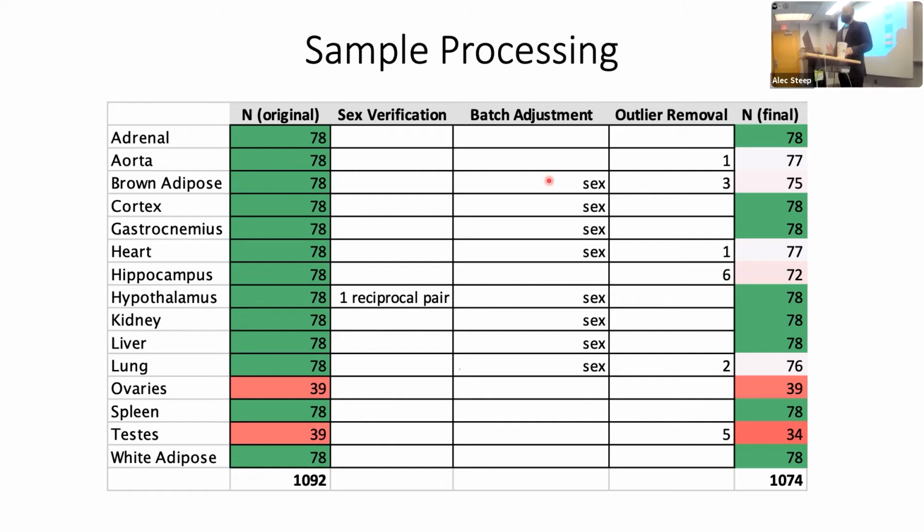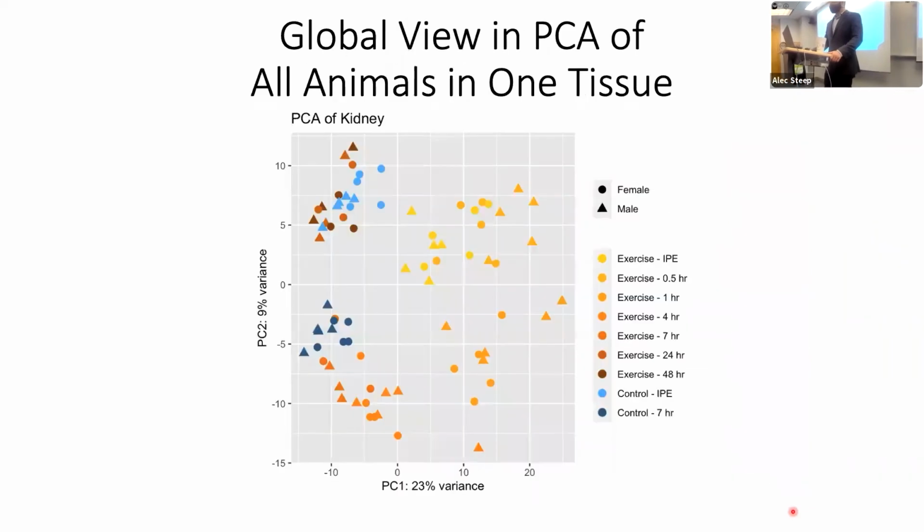With batch adjustment, for about half the tissues, we saw that sex was really driving the variance, especially on, let's say, PCA. And so we just centered those samples by sex and brought them together, because what we're really concerned with is the experimental groups and circadian rhythm. Then we performed outlier removal. Across these tissues, we removed 18 samples, and that left us with 1074 samples in total.